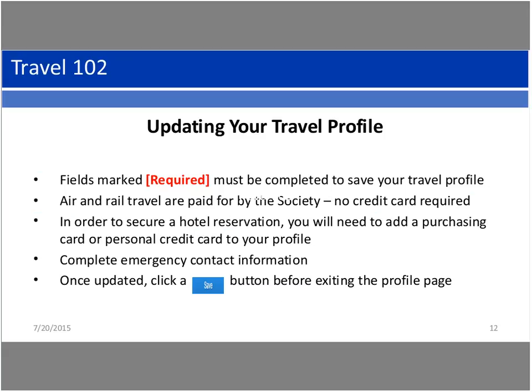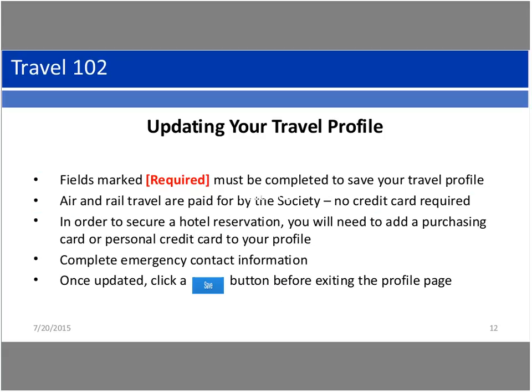Air and rail travel are paid for by either the ACS CAN, or Puerto Rico, and do not require you to use a purchasing card or personal card for air or rail travel. Now, in order to secure a hotel reservation, you will need to add a purchasing card or personal credit card to your profile. Now, although the travel profile section at Concur does not require you to complete the emergency contact information section, we strongly encourage you to do so.